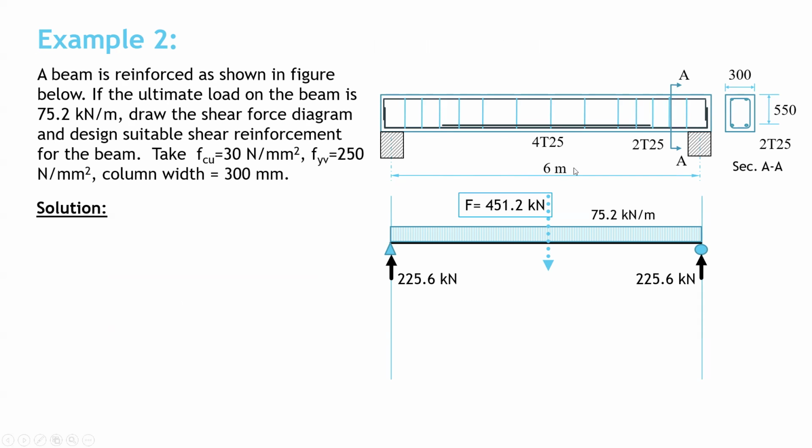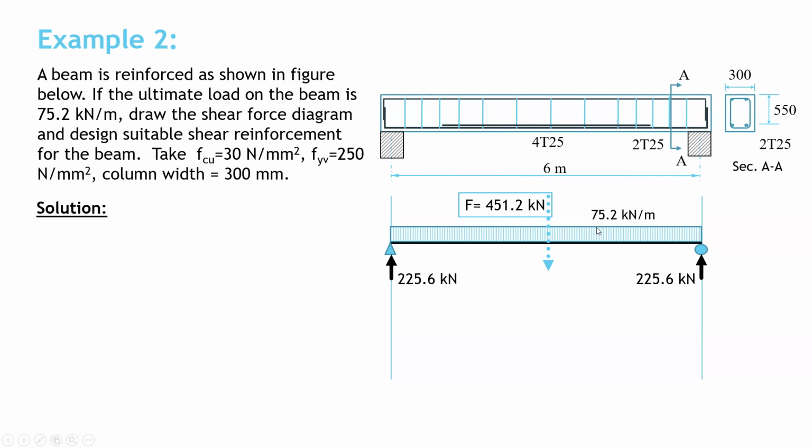Now let's go to the second example in this video. Now we have a longer beam, 6 meters, and the cross section is bigger, and we have uniformly distributed load on the beam. FCU is given, FYV, column width. This column width here also is given, and it is required to draw the shear force diagram and then to design the shear reinforcement for this beam.